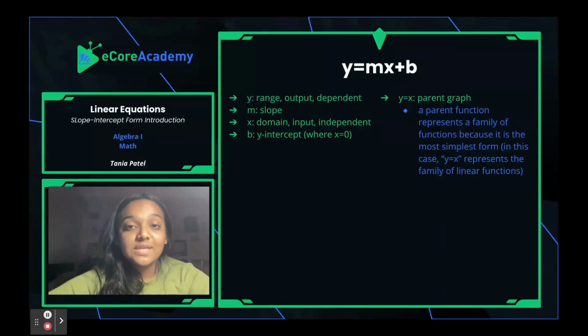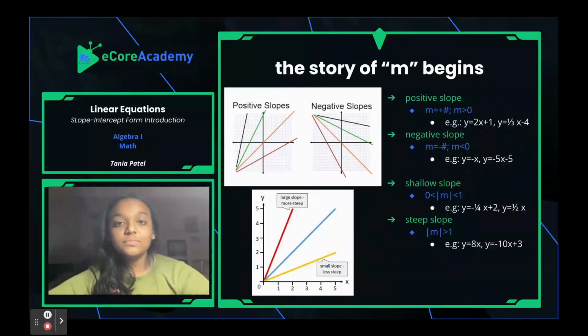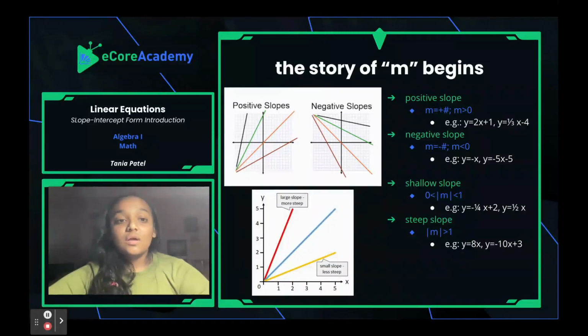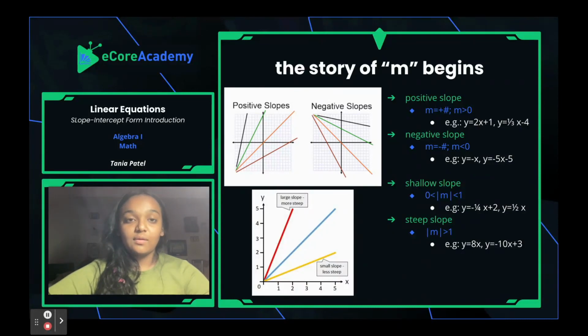And you did see in the previous example that y equals x is an example of a linear equation. Well, it is also the simplest form of the whole family of linear equations and functions. So we're going to focus on two variables in this video, the story of M and the story of B. Those two are the ones you will be using so much to graph, and they tell you so much about the graph itself, speaking from an equations perspective.